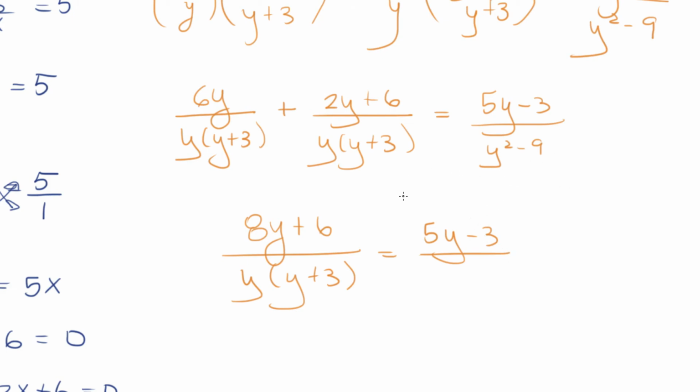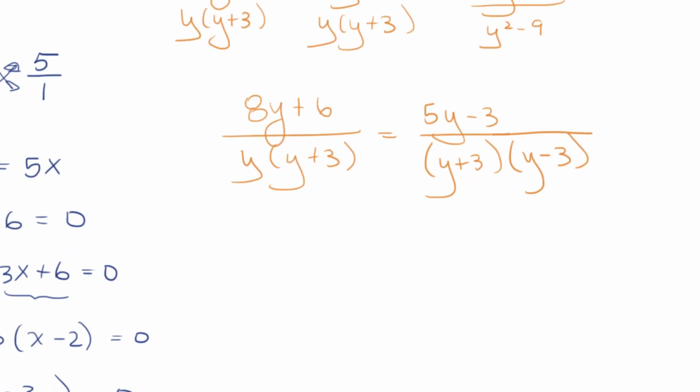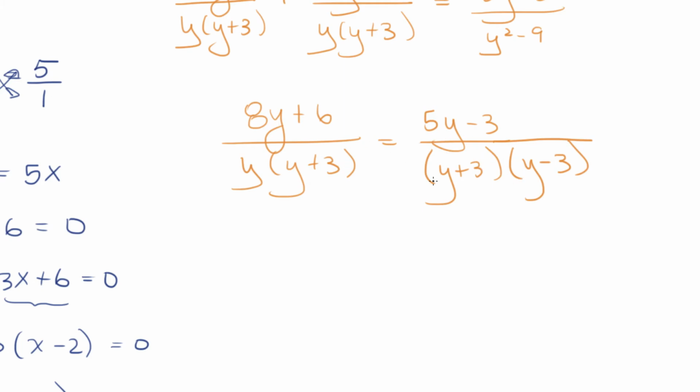y squared minus 9. Using either the x method or the difference of squares, you can figure out that y squared minus 9 is the same thing as y plus 3 times y minus 3. Okay? Now, why do I want that? Well, notice that y plus 3 is common on both. So if I multiply y plus 3 on the numerator, then you can get rid of the y plus 3 on the denominator. And that's what I want to do.